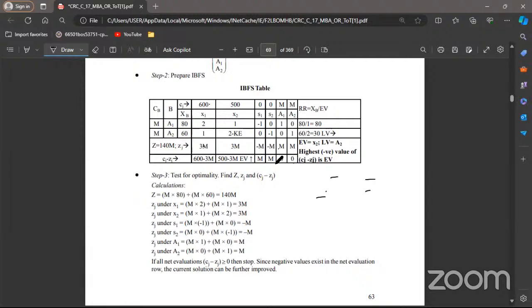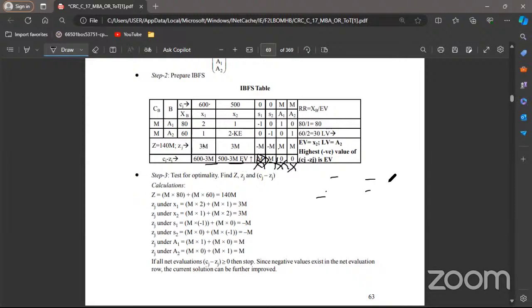Now, what is your objective? Maximization or minimization? Minimization. See, for maximization, the key column criterion was the highest positive number, isn't it? Now, in this case, it is the highest negative number. M is nothing but a positive number, so this is ruled out. This M is also ruled out, 0 is ruled out. Minus 3M will enter. But there is a tie, isn't it?